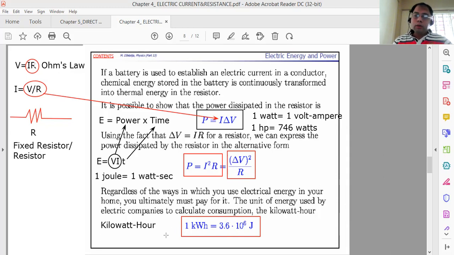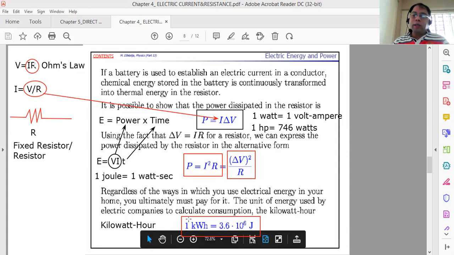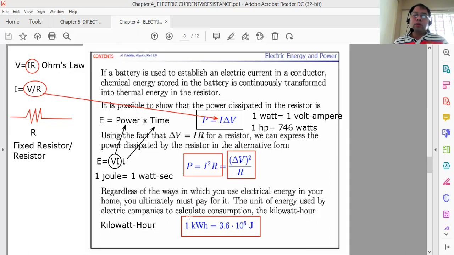So maybe you could just have something like 150 kilowatt hours of consumption, and again, it is quite more appealing to the user or consumer. So we have another way of expressing our electrical energy. And I think the cost of 1 kilowatt hour would be something like 9 pesos or 10 pesos for every kilowatt hour of consumption.